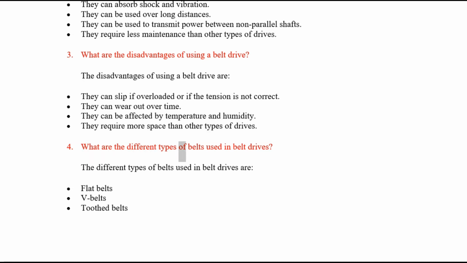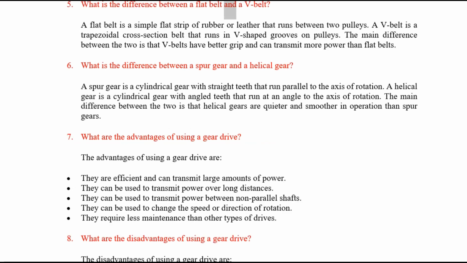What are the different types of belts used in belt drives? The different types of belts used in belt drives are: flat belts, V-belts, tooth belts. What is the difference between a flat belt and a V-belt? A flat belt is a simple flat strip of rubber or leather that runs between two pulleys. A V-belt is a trapezoidal cross-section belt that runs in V-shaped grooves on pulleys. The main difference between the two is that V-belts have better grip and can transmit more power than flat belts.